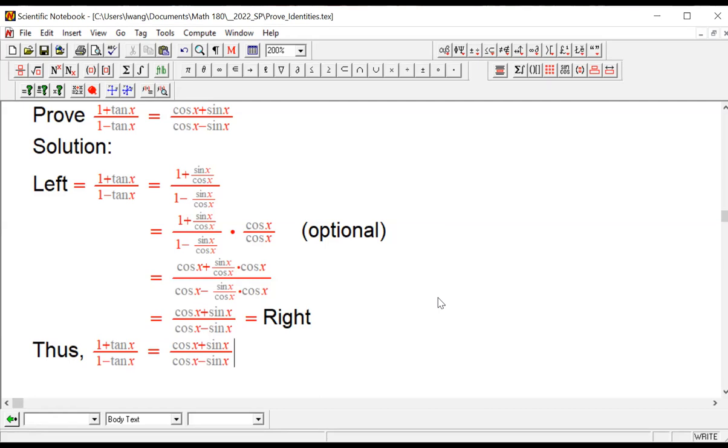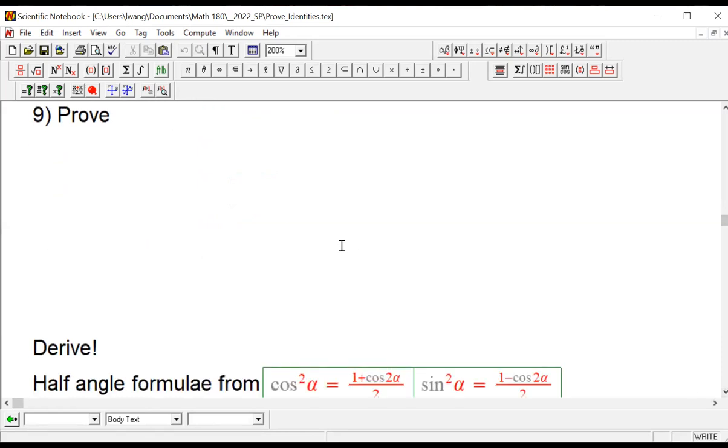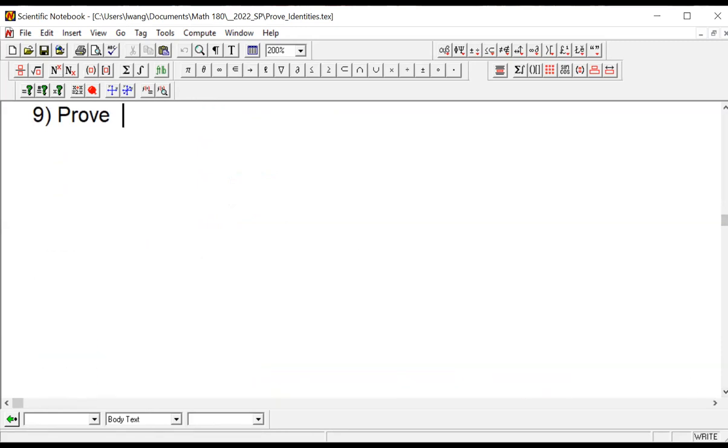How about number 9? Number 9 is interesting, isn't it? Let's try that. Number 9, we are to prove something. Did you notice that there's a certain rhythm in the way these questions are made?